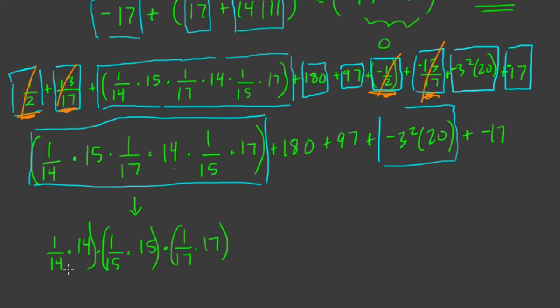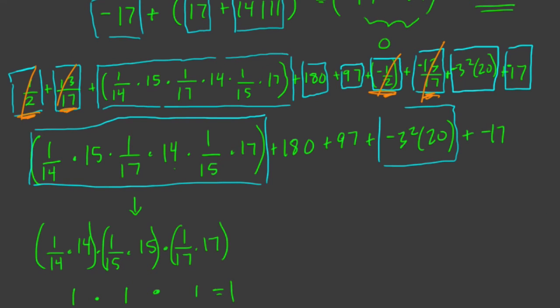This is all multiplication in here. So now this is much easier to deal with. 14 1/14 is 1. Think about it. 14 times 1 is 14, divided by 14 is 1. Same thing here. It's 1, and the same thing here. But remember, you're multiplying them all. What's 1 times 1 times 1? That's just 1. Now I rewrite the entire equation.